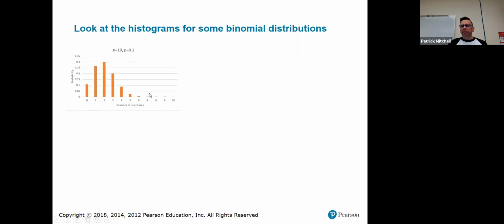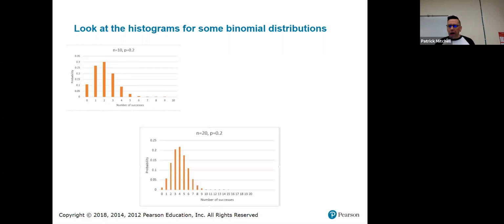Does not look particularly normal, right? It's not symmetrical and it is skewed, okay? But when I bump up the number of trials, say to 20, now it does start to look a little more normal, especially if you ignore these outcomes over here that have almost no chance of happening. That looks a little more normal.